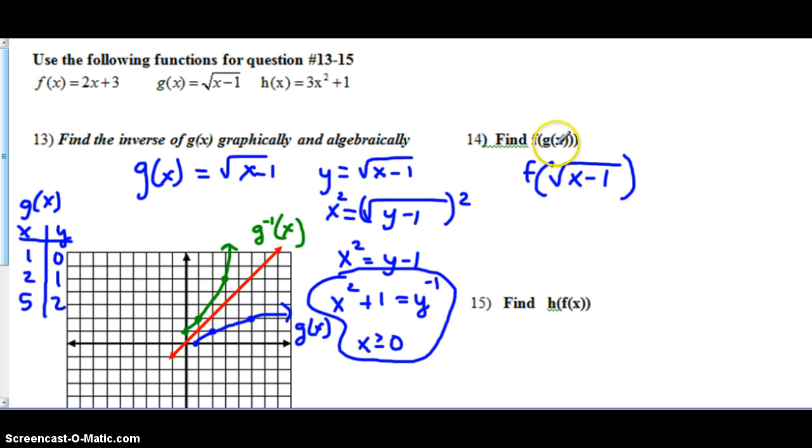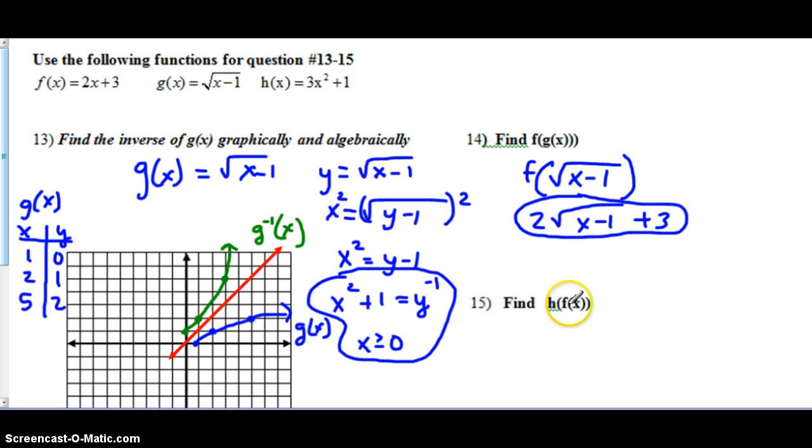So first we substitute in what that g of x function is. Now we take that and it's going to replace all of the x's in f. So I'm going to take that square root of x minus 1 and replace this x with that, and we'll be left with 2 times the square root of x minus 1 plus 3. Now we look to simplify, and in this case there's no like terms, so that would be the final answer.